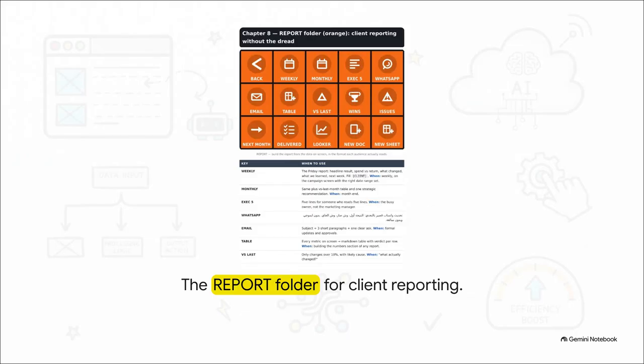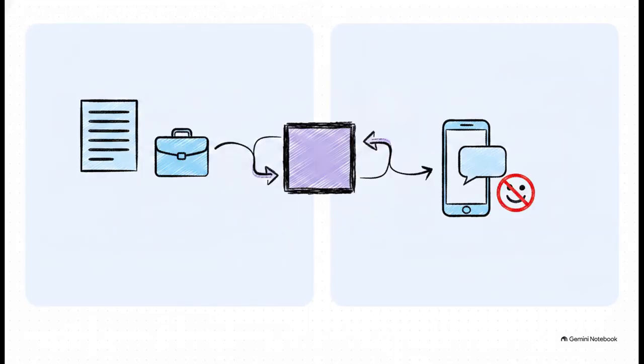This right here is the report folder, color-coded orange specifically for client reporting. The genius of this folder is that it builds reports using the exact data already sitting on your screen, and it formats it perfectly for whoever needs to read it. There is absolutely no copy-pasting data into a Word doc. The prompt handles the entire translation for you. It's all about tailoring the message without the extra effort.